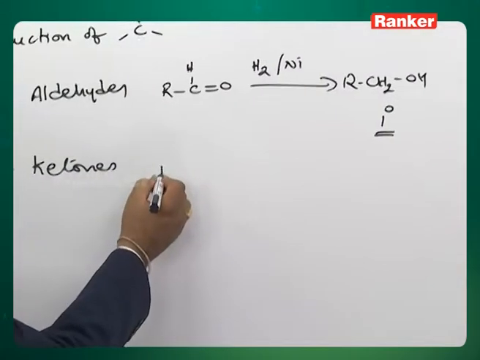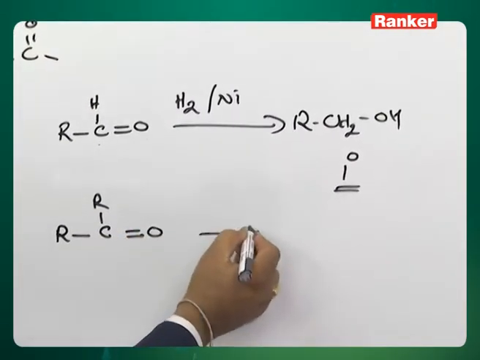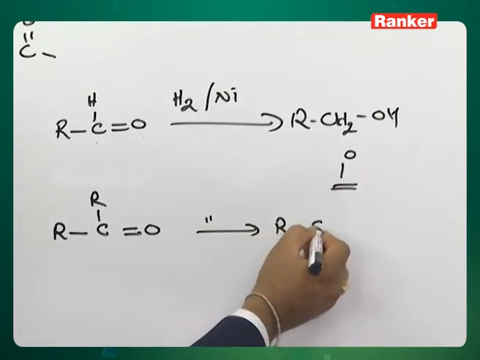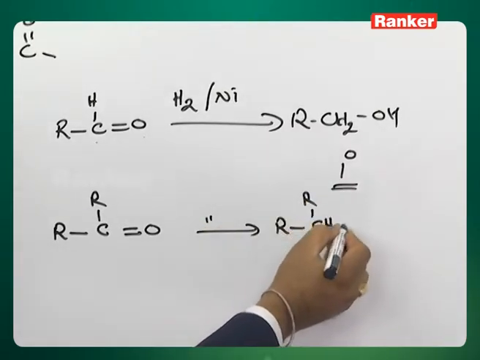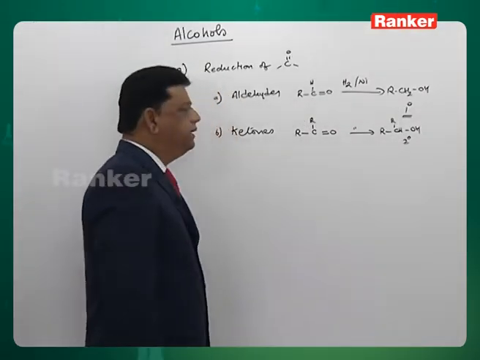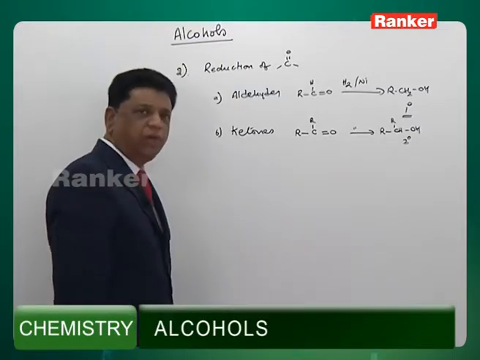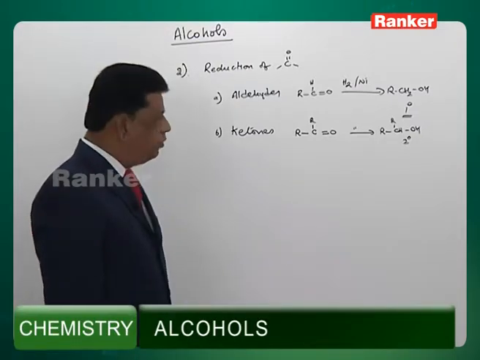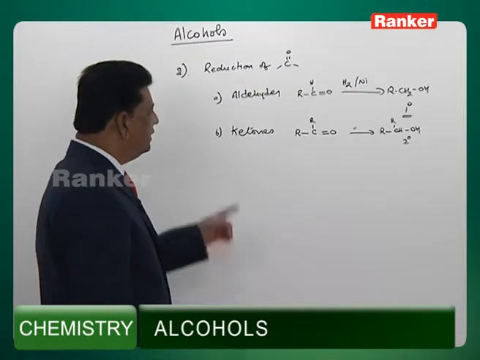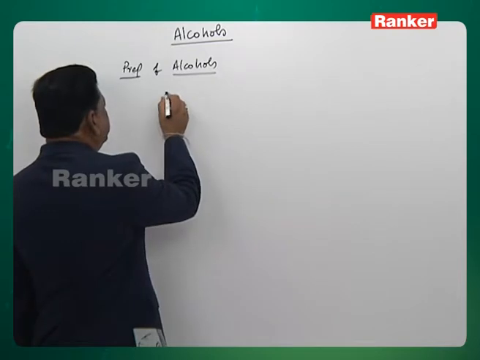Similarly, if ketones are taken, ketones with the same reagent will give 2 degree alcohols. So, in this method we have a drawback: 3 degree alcohols cannot be prepared using this type of reduction of carbonyl compounds. No carbonyl compound will give a 3 degree alcohol under these circumstances. So, now let us go to the third method.